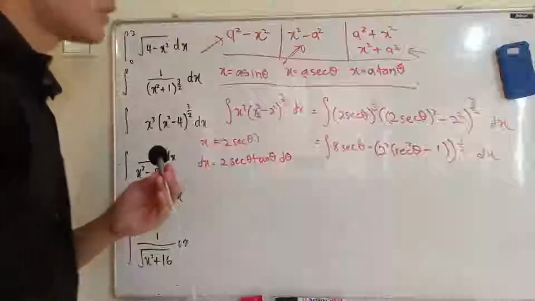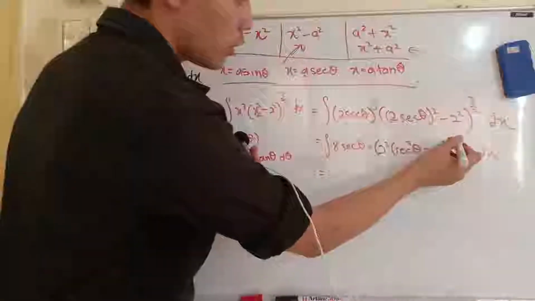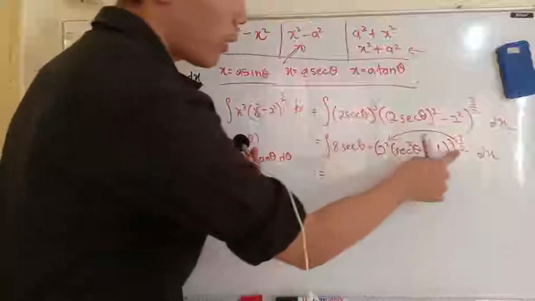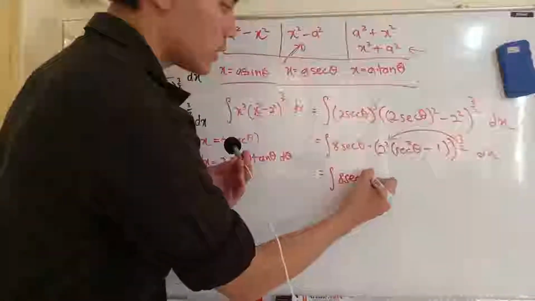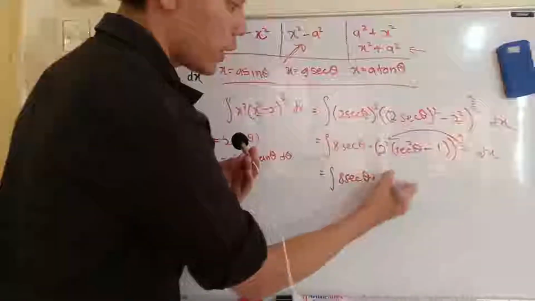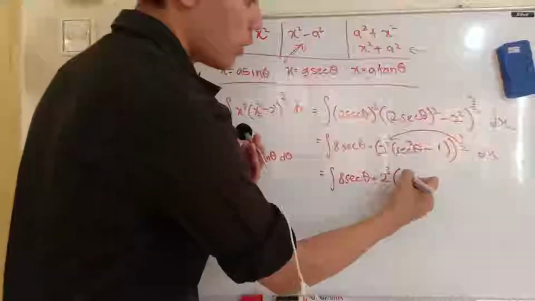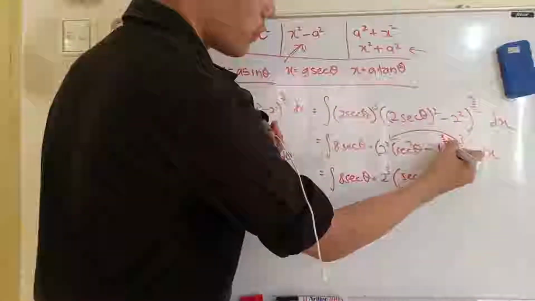Okay, so now your 2 square, you're going to expand it. Your 2 square power 3 over 2. So what you're going to get is 2 cube. Here is going to be cube also, here is going to be 3 over 2 also as well.